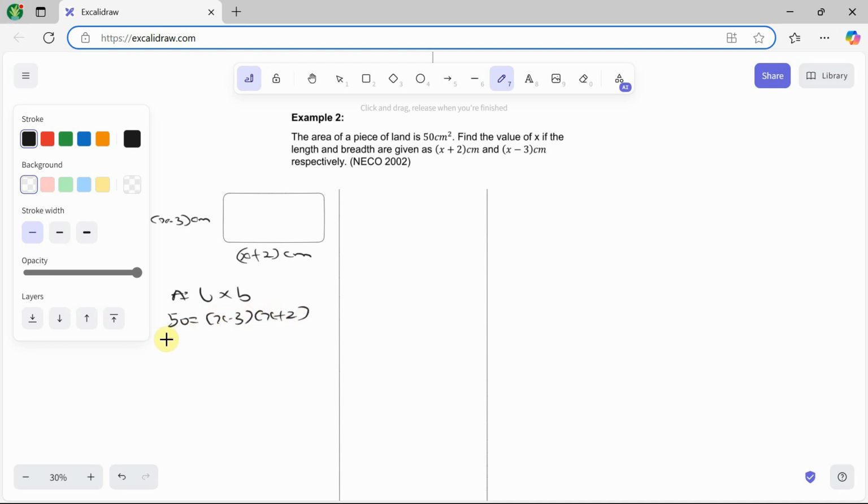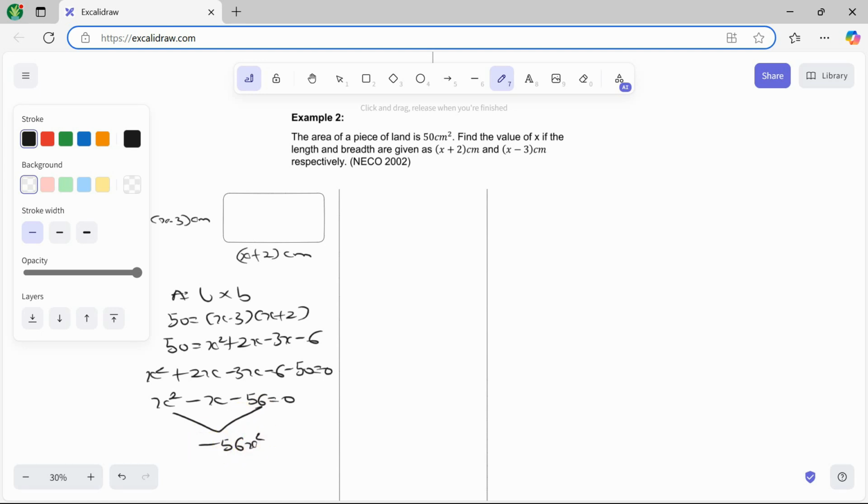So let's open up the bracket. That will be 50 is equal to x squared plus 2x minus 3x minus 6. Let's collect like terms. That will be x squared plus 2x minus 3x minus 6, and this 50 will come over here to be minus 50 is equal to 0. So that is x squared, plus 2x minus 3x will give me minus x, minus 6 minus 50 will give me minus 56 is equal to 0.